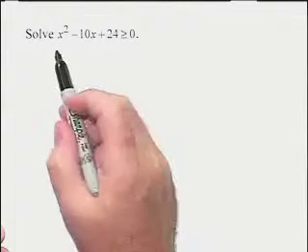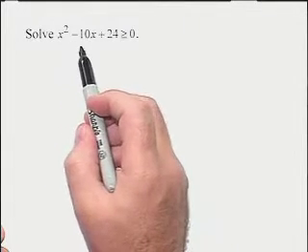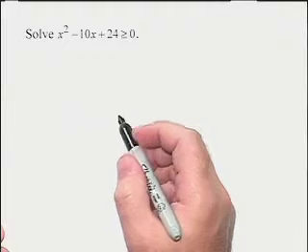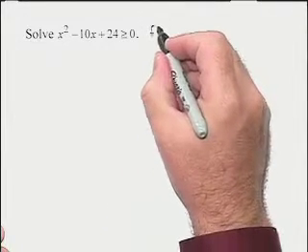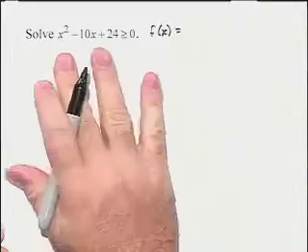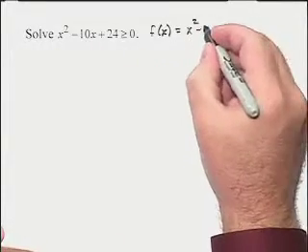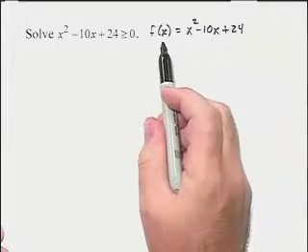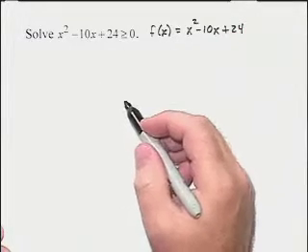For this problem, we're going to solve a polynomial inequality. We want to solve the inequality x squared minus 10x plus 24 is greater than or equal to 0. If we let f of x equal the left-hand side, x squared minus 10x plus 24, we're solving the inequality f of x greater than or equal to 0.